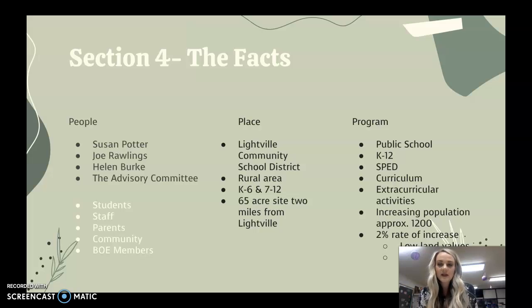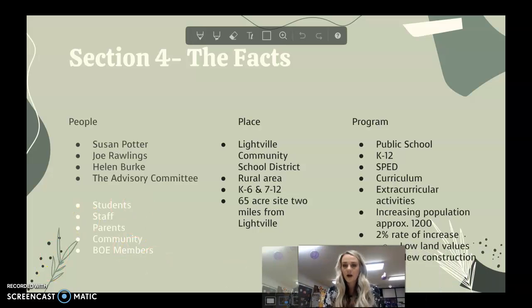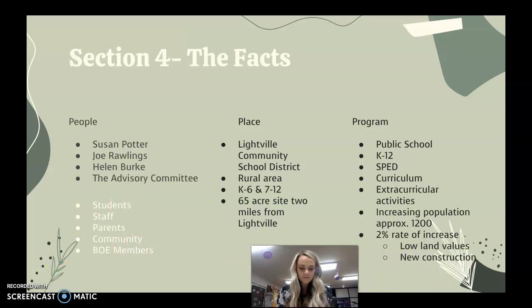So, where this is taking place is at Lightville Community School District. It is a rural area. They have a building K through 6, and then another building 7 through 12. It's located on a 65-acre site 2 miles from the town of Lightville. 60% of the residents live on farms. The elementary school has been here for 22 years, and the secondary school has been around for approximately 11 years.